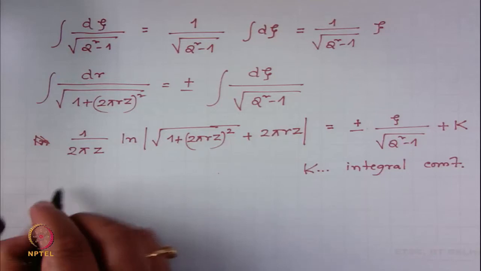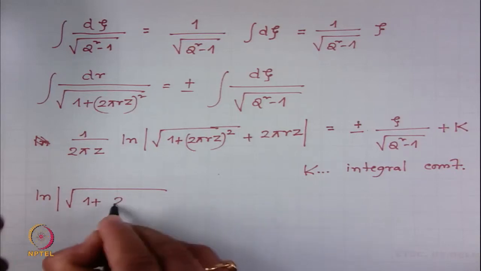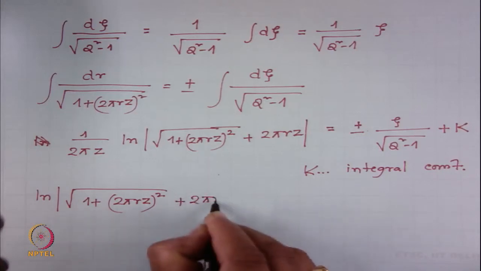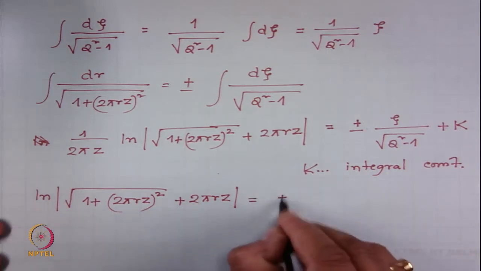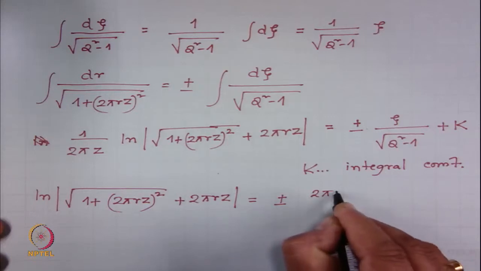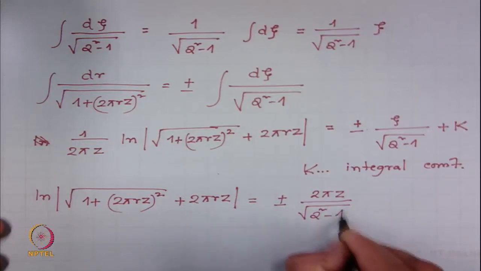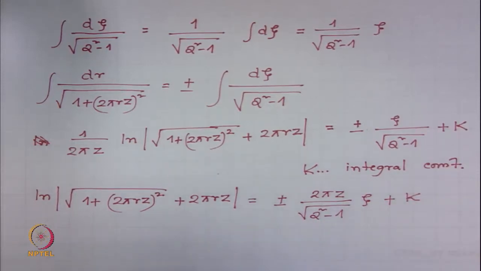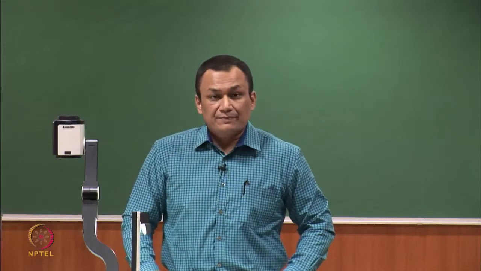So, we can rewrite it further, 1 plus 2 pi r z square plus this is equal to plus minus 2 pi z root over q square minus 1 into zeta plus k. So, this expression will give you the fiber path inside the yarn.